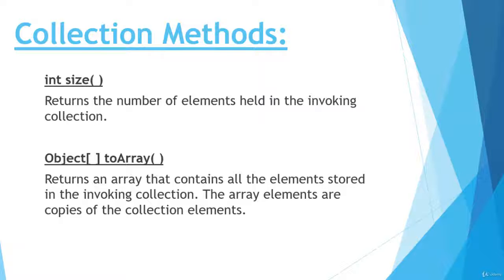Next, we have the toArray method. Returns an array that contains all the elements stored in the invoking collection. The collection elements are copied to the array. Simply, this method returns the array. You can see the return type of the method is Object, so it can return any type of array. Basically, it returns the array that contains all elements in the invoking collection.